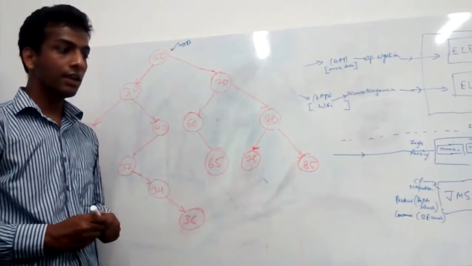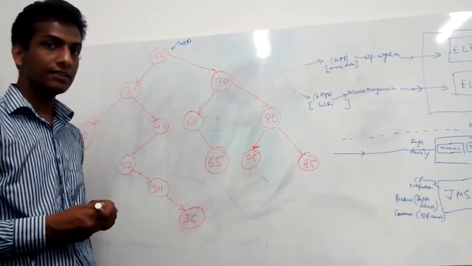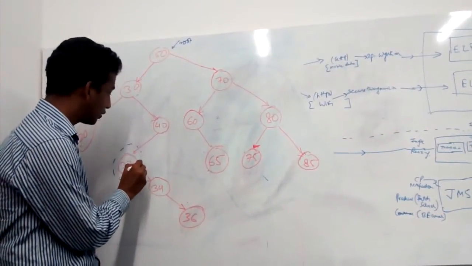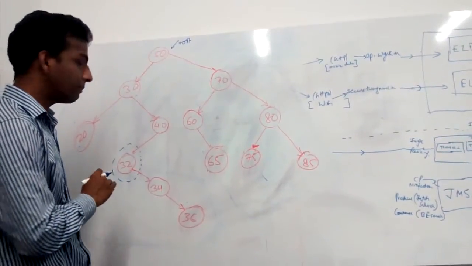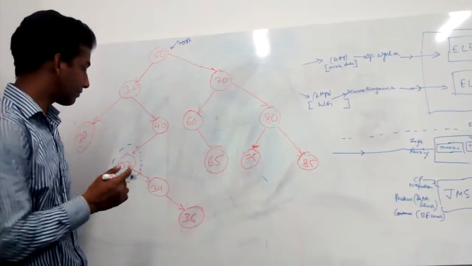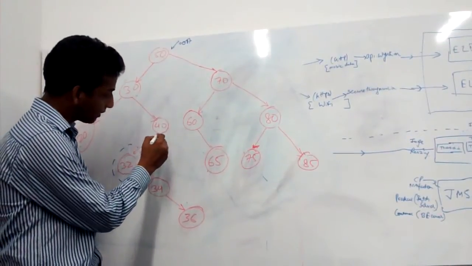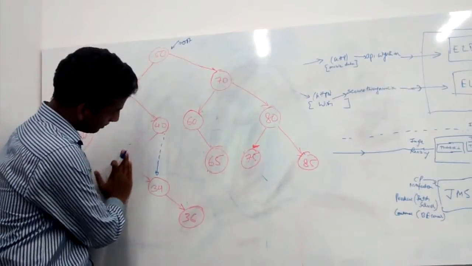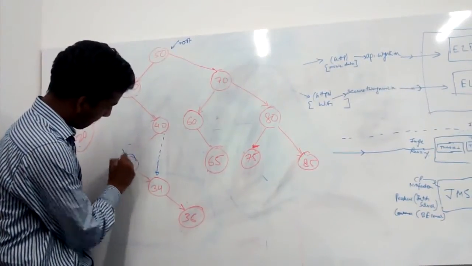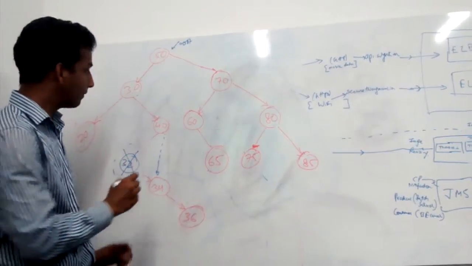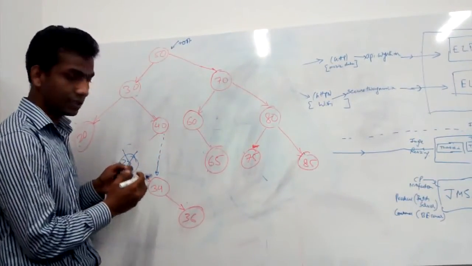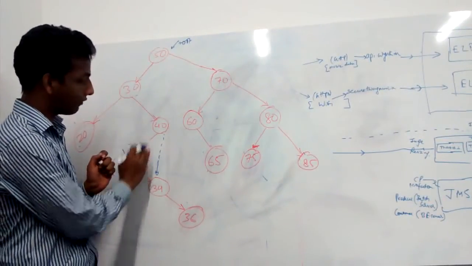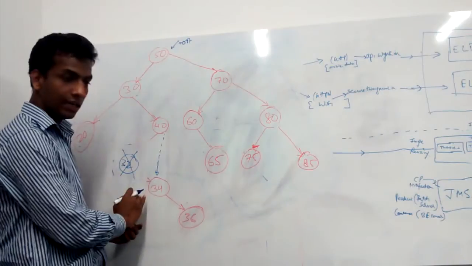The next case is when we are removing a node which has a single child. Let's take the example of the number 32. Here we can simply replace the node with its child. So 40 will point to 34 and we can simply remove this node. This still maintains the binary search tree property, where 34 is the left child of 40 and 36 is the right child of 34.